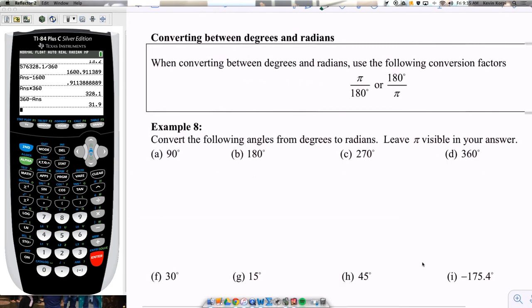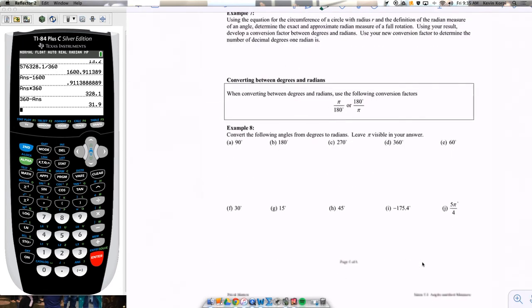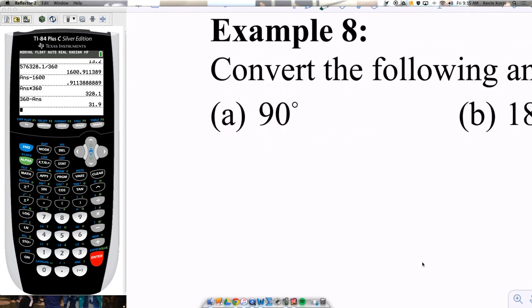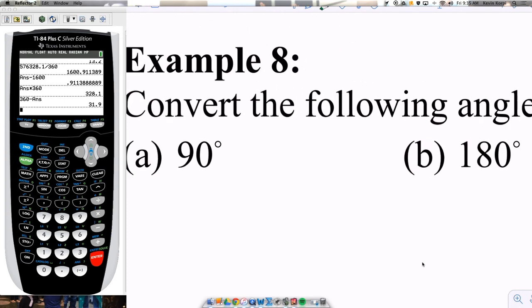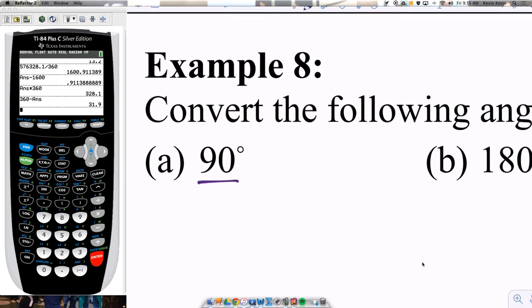All right. Let's try it out. Convert the following angles from degrees to radians. Leave pi visible in your answer. All right. 90 degrees. Well, we already know what that is, right? Yeah, it's a half pi. Now, let's see how this conversion factor works. It's a little bit of dimensional analysis once again.